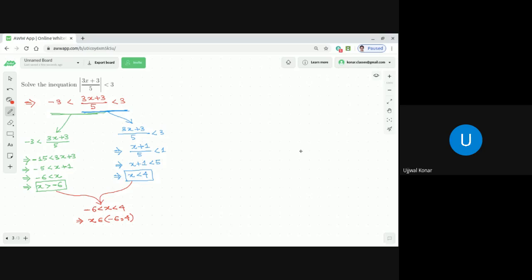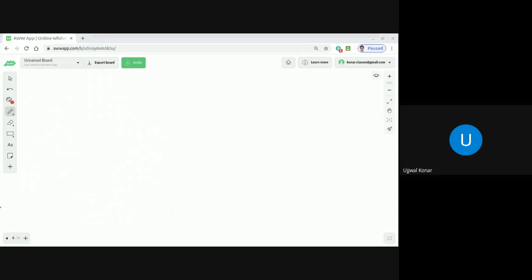Now let us discuss the next problem, and you also start doing it with me, as I said, dear students, that you should do along with me. This is also related to the absolute value.